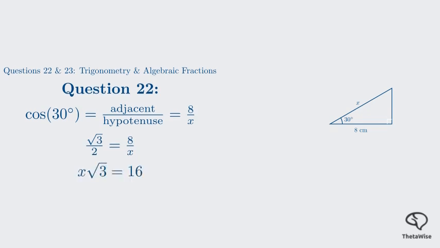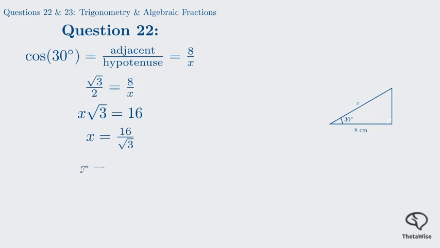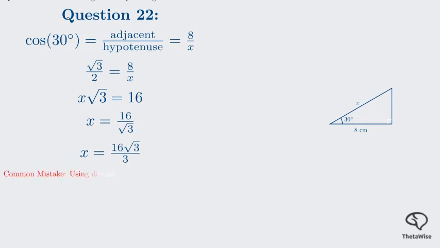Multiplying across, we get x times root 3 equals 16. Then x equals 16 divided by root 3. To simplify, rationalize the denominator by multiplying top and bottom by root 3. A common mistake here is using the wrong ratio, like sine, or using a decimal for cosine 30. Exact value always means no decimals.